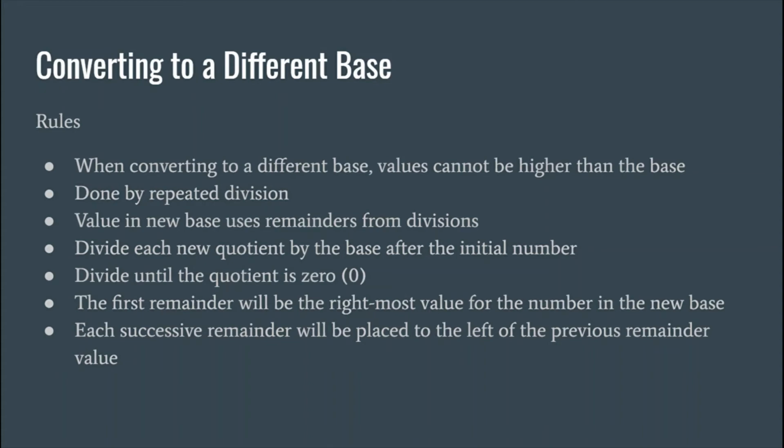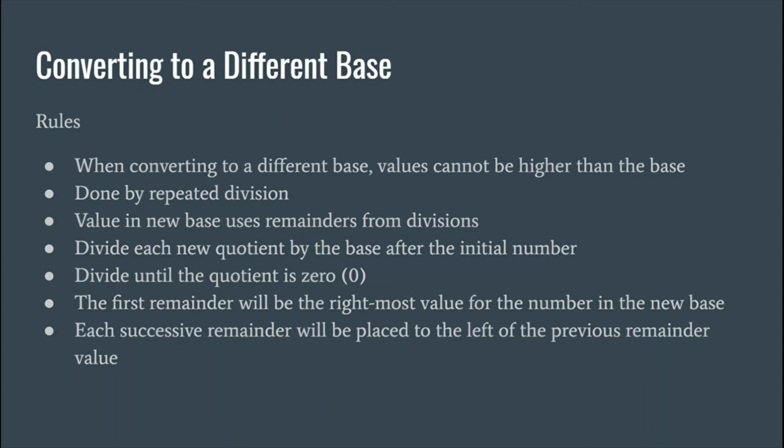Okay, and we're going to use repeated division. The values in the new base use the remainders from each of these divisions. Each new division is going to use the quotient from the previous division as the new dividend. And we're going to keep dividing until our quotient is 0. This is going to be confusing until we see the example.